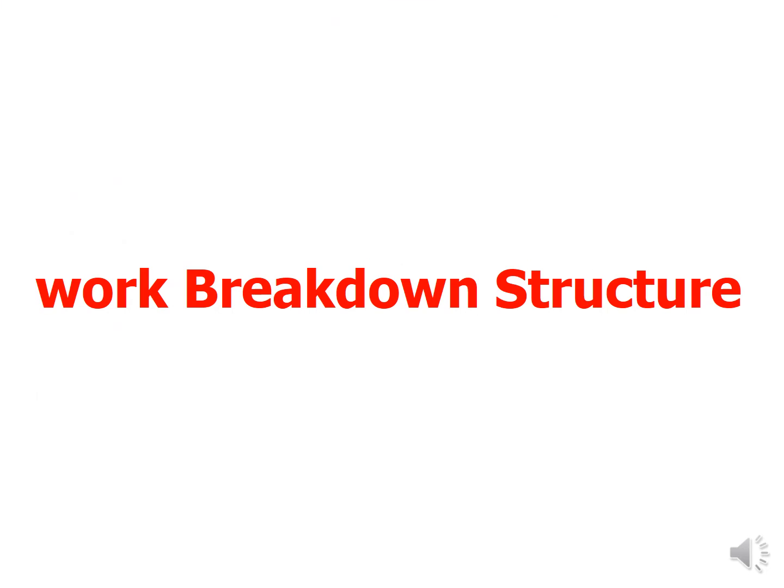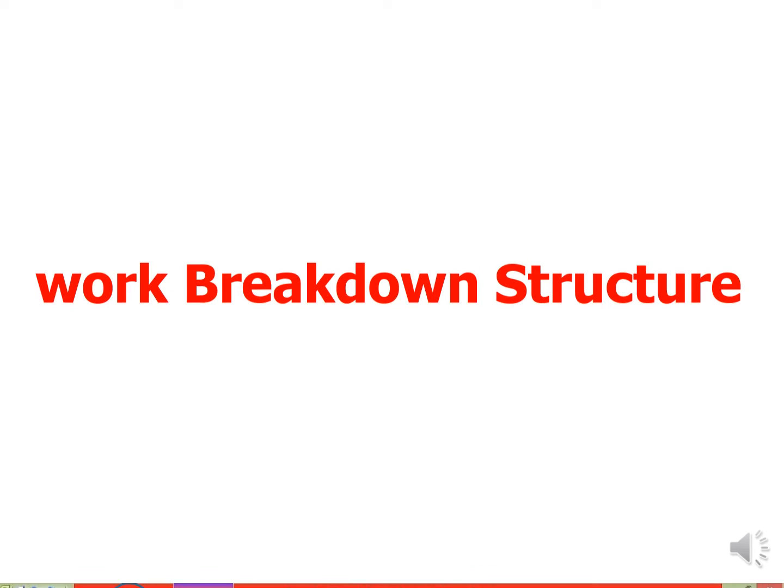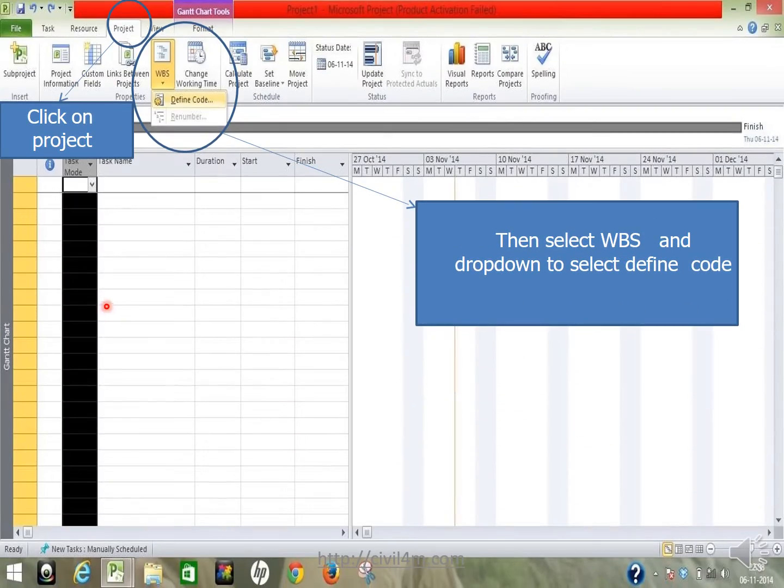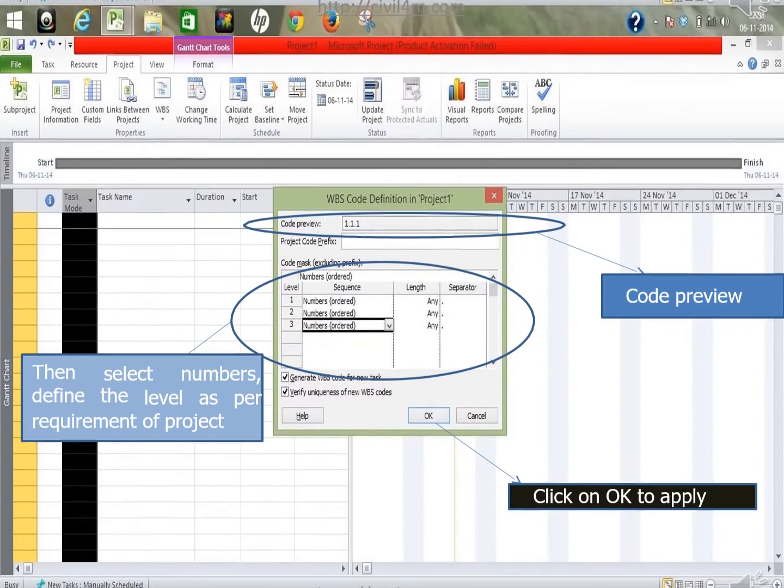Now we are talking about the work breakdown structure, which is known as WBS. Here you can see the project. Click on the project and select WBS. Here you can see there is a WBS. You can mark it as a defined code. Once you click on it, scroll down and you can choose the defined code.